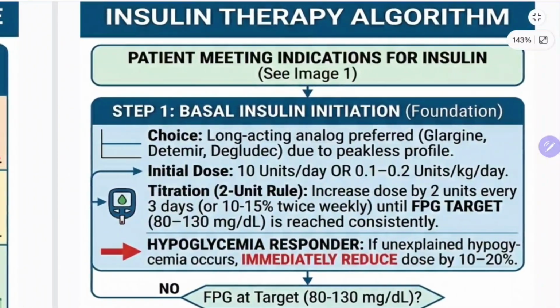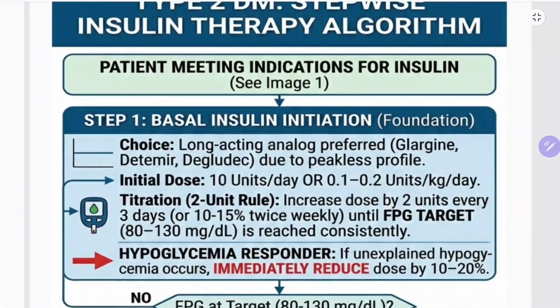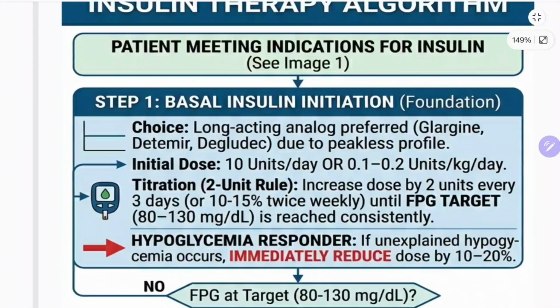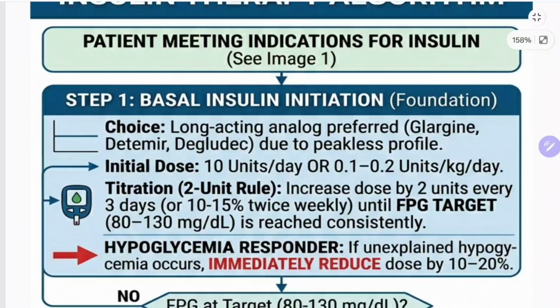Now step by step we will learn about how to start insulin therapy. So, patients meeting the indications for insulin. As I said, for patients with type 1 diabetes mellitus, it is absolutely required. Their pharmacological agents will not work. In type 2, there are some criteria.